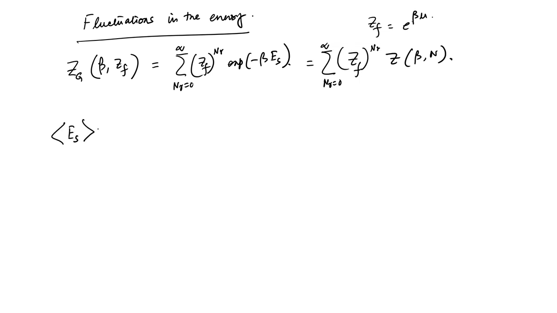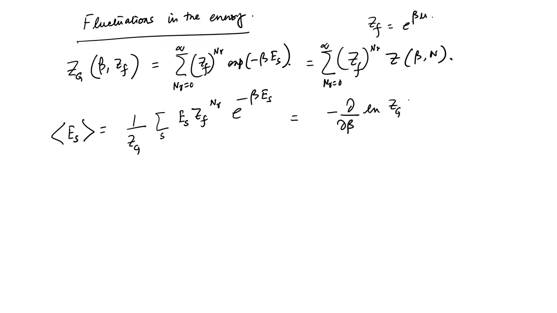So the average energy can be expressed as 1 over Zg, which is the normalization factor, times the sum of E_s z_f to the power N and exponential minus beta E_s. I write it explicitly here, and this is nothing but minus del del beta of log of Zg at fixed z_f. Okay, this was exactly the same relation as we have seen earlier, except that the fluctuation in energy was simply minus del del beta of log of Z, where Z was a canonical partition function. Now we write it in terms of the grand canonical partition function. So let's look at the fluctuation in the number of particles.